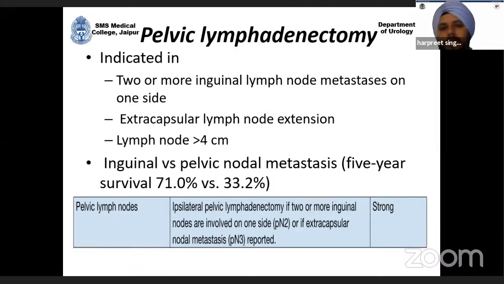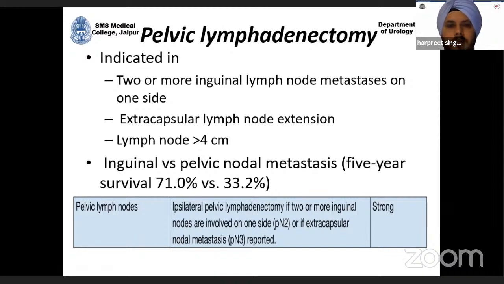The pelvic lymphadenectomy is indicated in patients who have two or more inguinal lymph node metastases on one side, or extracapsular lymph node extension, or a lymph node that is more than 4 centimeters. This recommendation is based upon one study that shows if more than two inguinal lymph nodes are involved, there is a 23% chance of pelvic lymph node involvement. And if more than three inguinal lymph nodes are involved, there is a 56% chance of pelvic lymph node involvement.